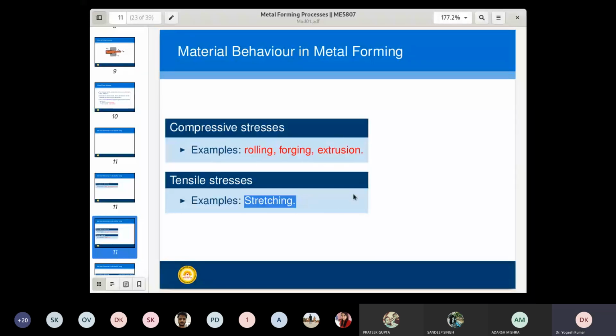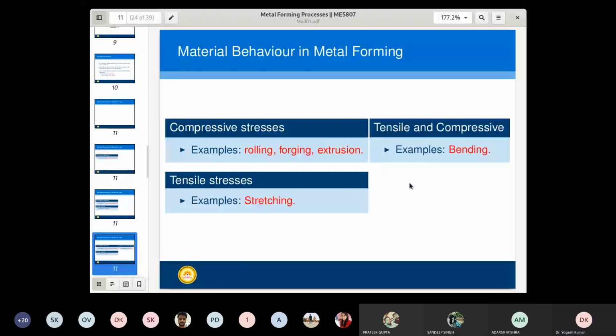Similarly, there are some processes where both kinds of stresses are developed, like in bending. In bending of sheet metals, compressive stresses are developed on one side, while tensile stresses are developed on the other side. So one side will be under the action of compressive stresses, and the other side under the action of tensile stresses.